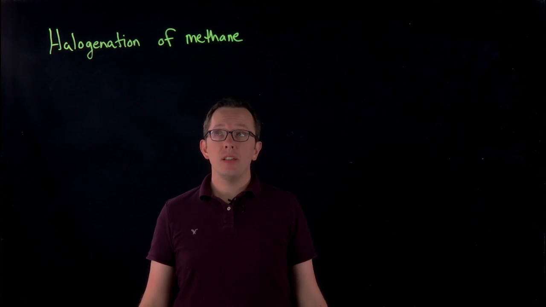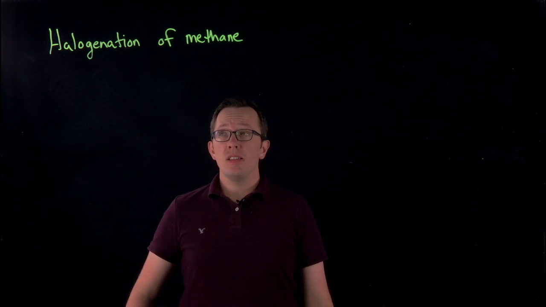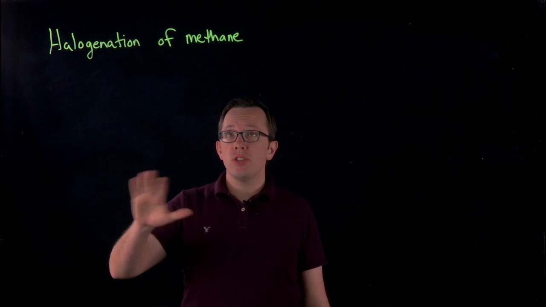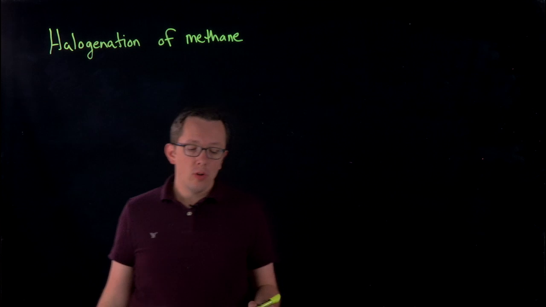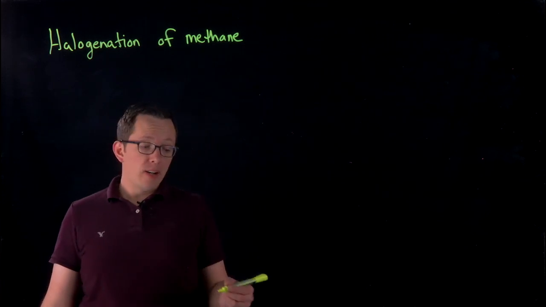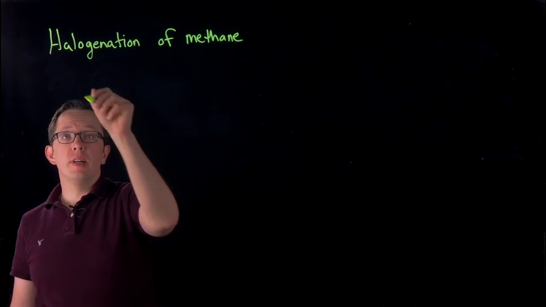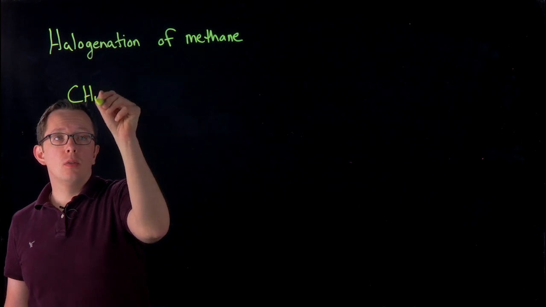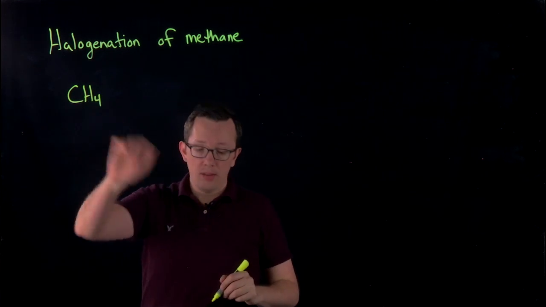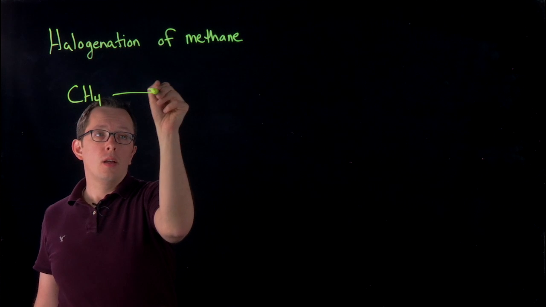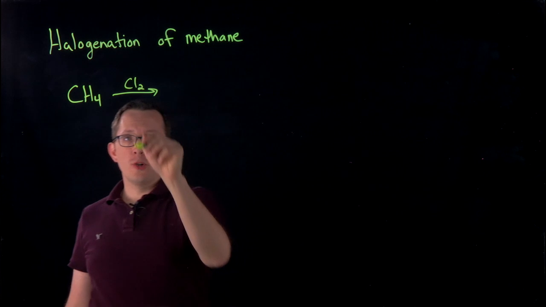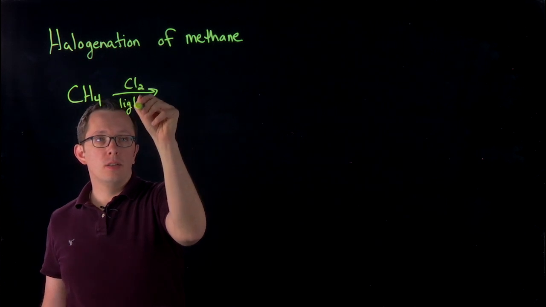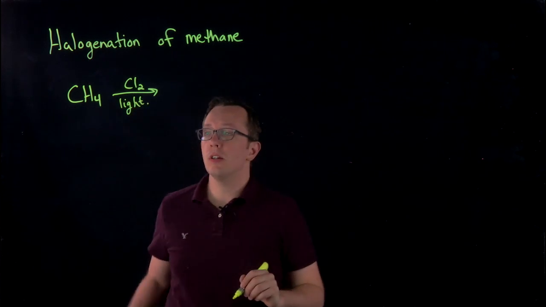Okay, we're going to discuss the halogenation of methane next, and this is going to apply not just to methane, but also to other alkane structures, right? So the overall mechanism for the free radical halogenation of methane will be, we're going to have methane, CH4, and we're going to use chlorine, Cl2, in the presence of light.